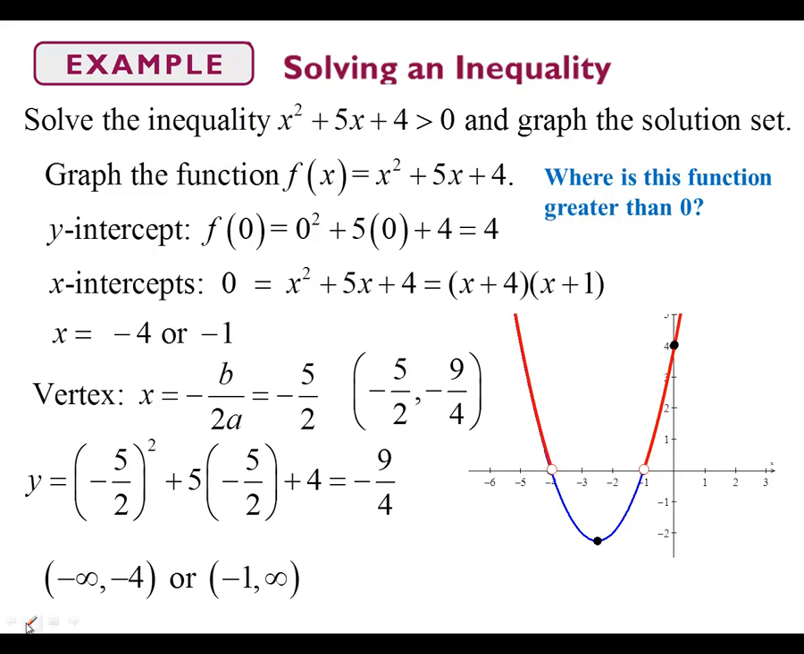So we're looking at negative infinity to negative 4, open because we want it greater than 0. We want it greater than where y is 0. And then negative 1 to infinity. Nothing in between, because in between here, this is less than 0, and so that's a different question. Okay, so that's what it would look like on the line graph.